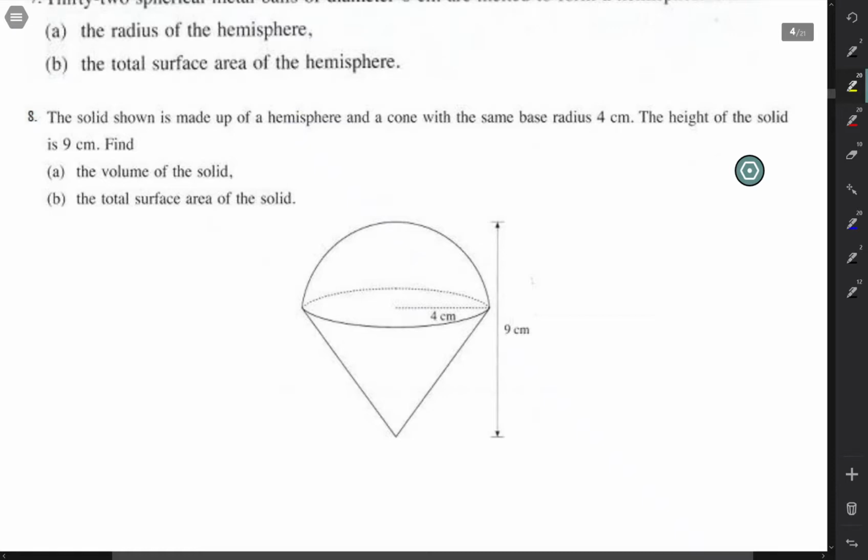Okay, let's just look at this one. This is the question I asked you to do. Now, why do I look at this? Because if you can solve this question, you will be able to solve a sphere as well as a cone, right?